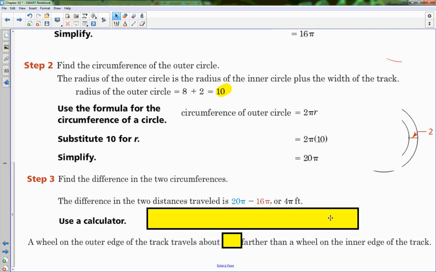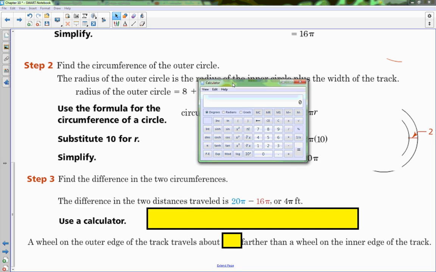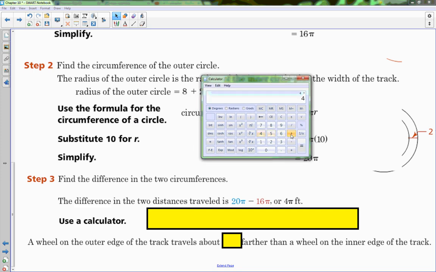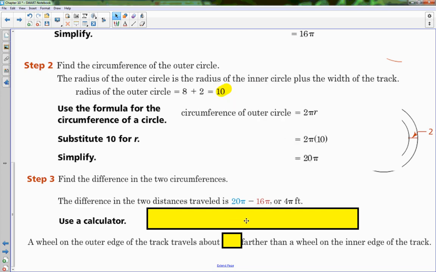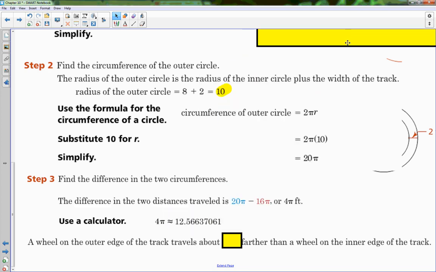And then we're going to use a calculator. So if I'm using my calculator, let me show you how I would do that. I would go 4 times pi equals 12.56. And so a wheel on the outer edge of the track travels about 13 feet farther than a wheel on the inner edge of the track.